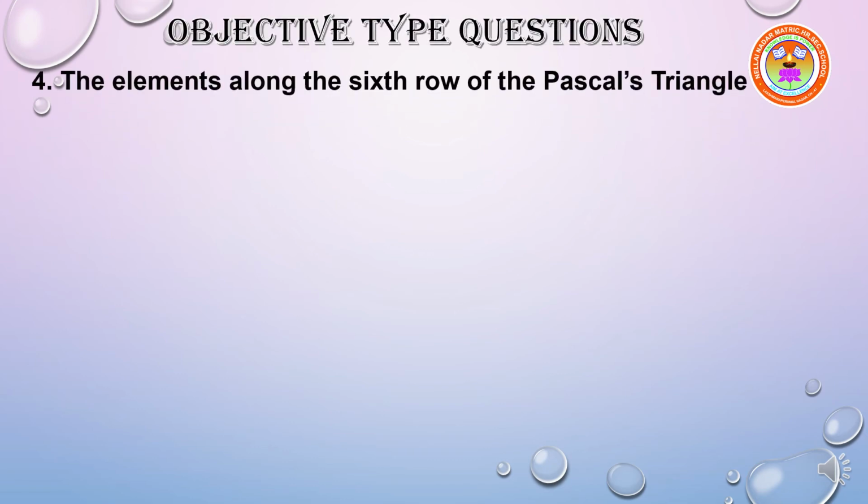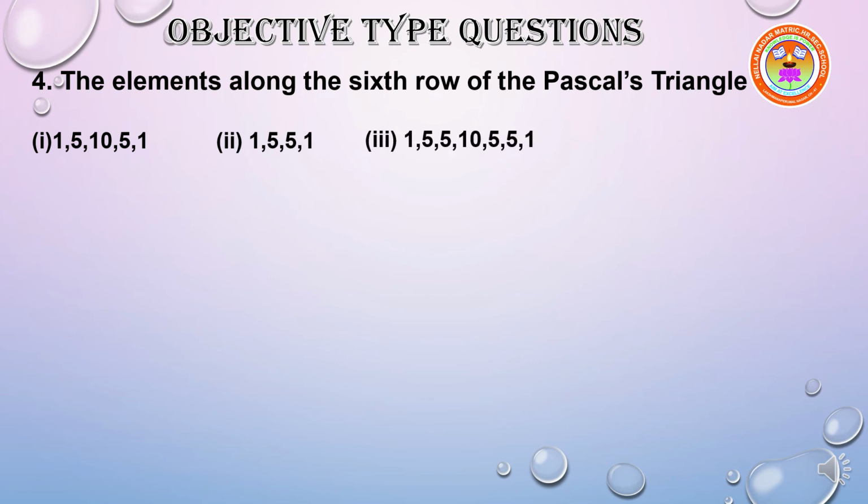Now, objective type questions. The elements along the sixth row of the Pascal's triangle is. Option 1, 1, 5, 10, 5, 1. Option 2, 1, 5, 5, 1. Option 3, 1, 5, 5, 10, 5, 5, 1. Option 4, 1, 5, 10, 10, 5, 1.